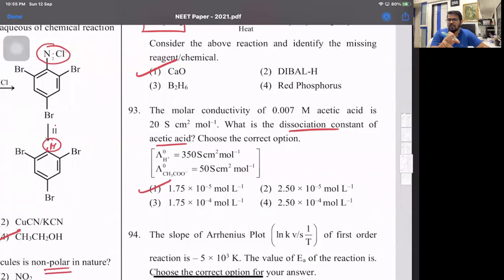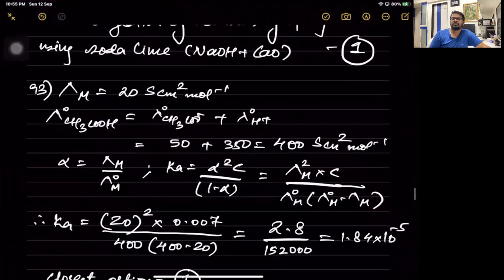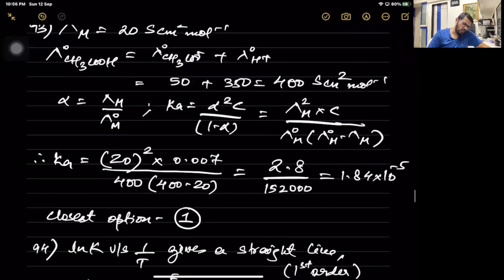So look here, 93, how do you do that part? What they have done, first of all, they have given the molar conductivity, means you have capital lambda. They have given you the lambda naught of acetate and H plus ion. So you can calculate molar conductivity at zero concentration. Then we have alpha. Alpha is lambda upon lambda naught. And Ka, dissociation constant, Ostwald's dilution law, if you remember. K is equal to alpha square C upon 1 minus alpha. Substitute alpha as lambda upon lambda naught. So it's lambda square into C upon lambda naught into lambda naught minus lambda. You substitute. The exact answer comes as 1.84 into 10 raised to minus 5. So 93 over there, yes, the closest one is option one.